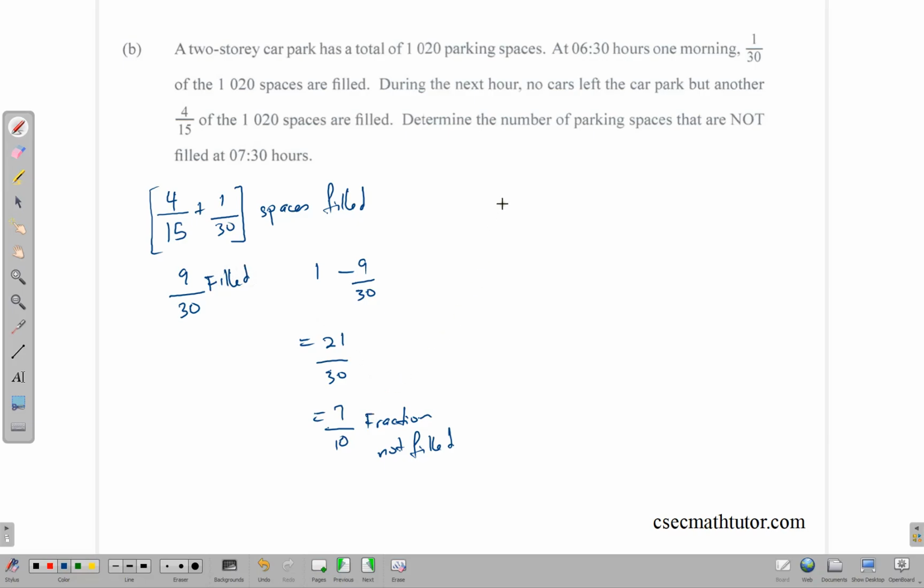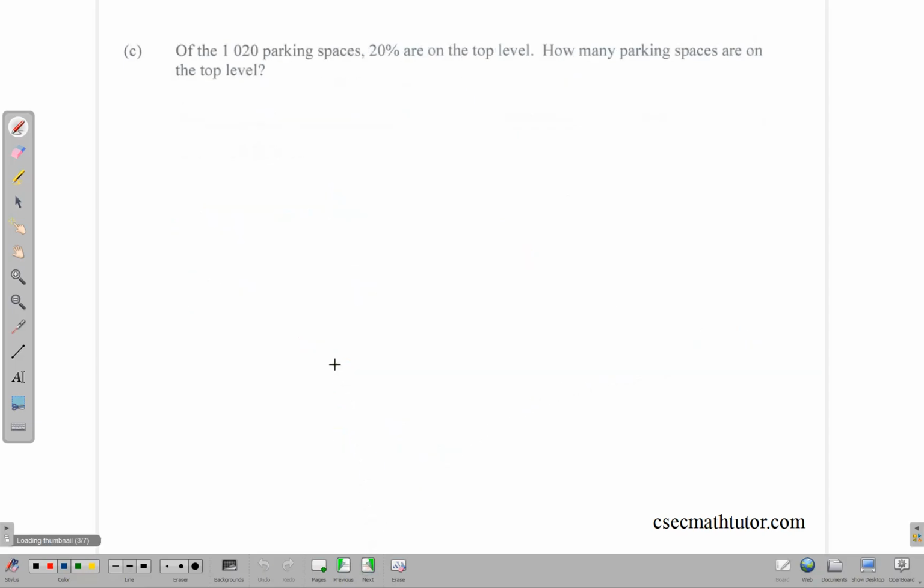So we simply need to take our fraction 7/10 and multiply it by the number of spaces in the car park, which is 1,020. And do a simple division here, we end up with 102, and 102 multiplied by 7, 7 2s are 14, and 7 1s are 7, giving 714. And that is the number of spaces that are not filled, or not yet filled, at the car park.